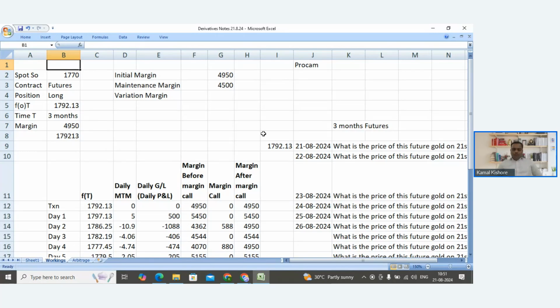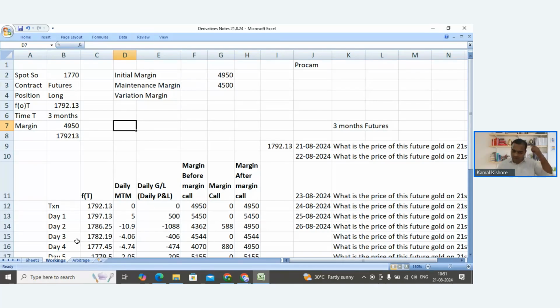Okay, so now that we have got a basic idea of how forwards and futures work, what is the application of this? How is this being used? How do we replicate this? So that is what we are going to see.